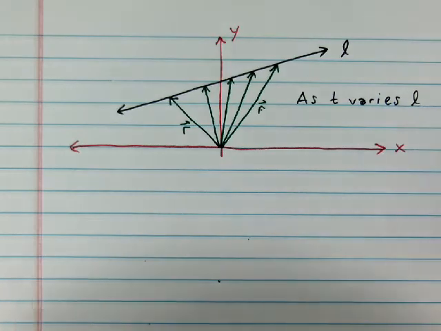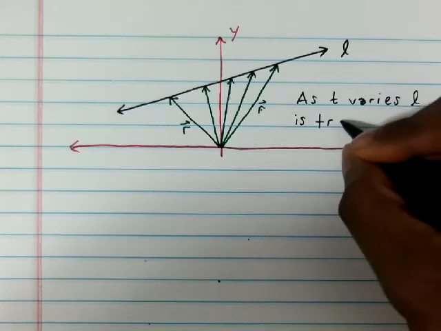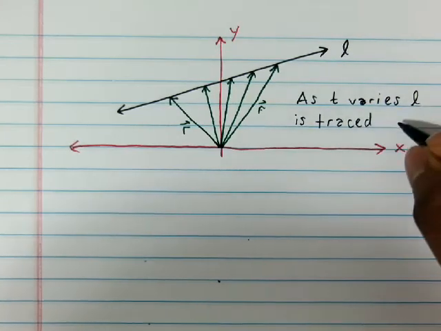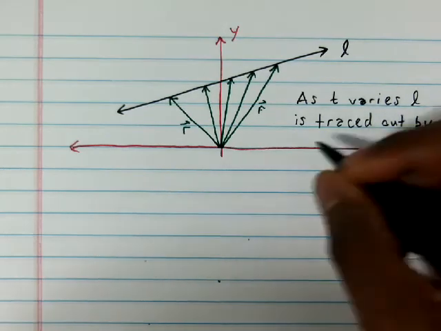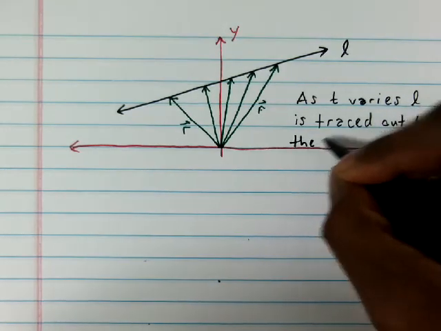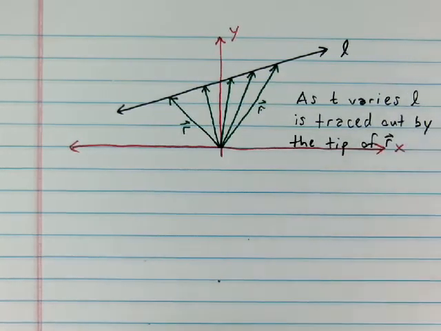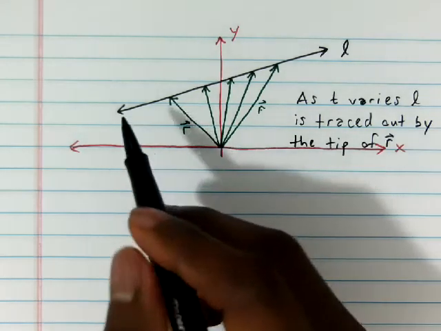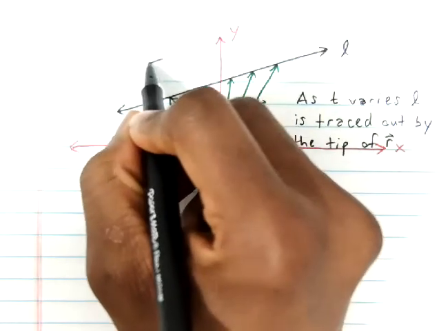script L is traced out by the tip of r. All right, so r is going to trace the entire line for us. And where is capital L? Capital L is any vector that is parallel to this line, whether, let's say, we make this your capital L.